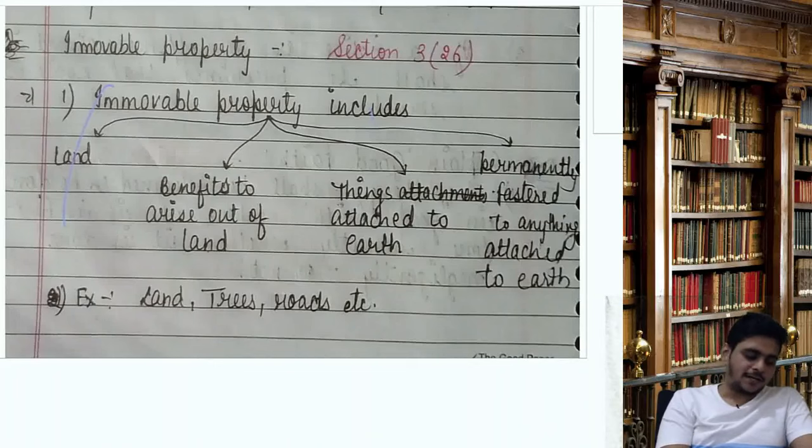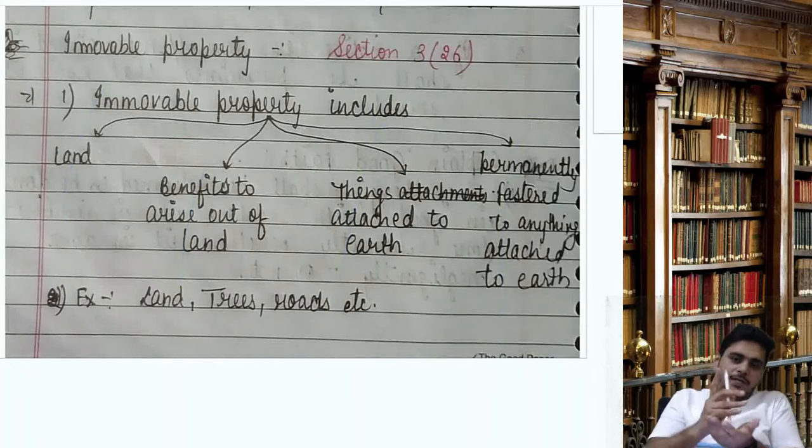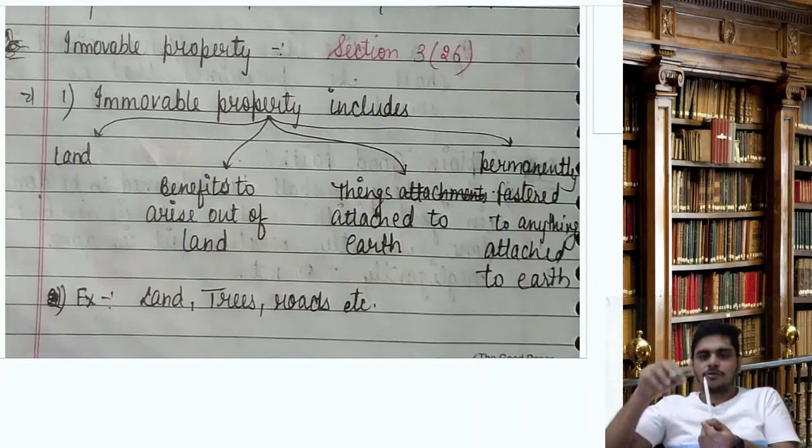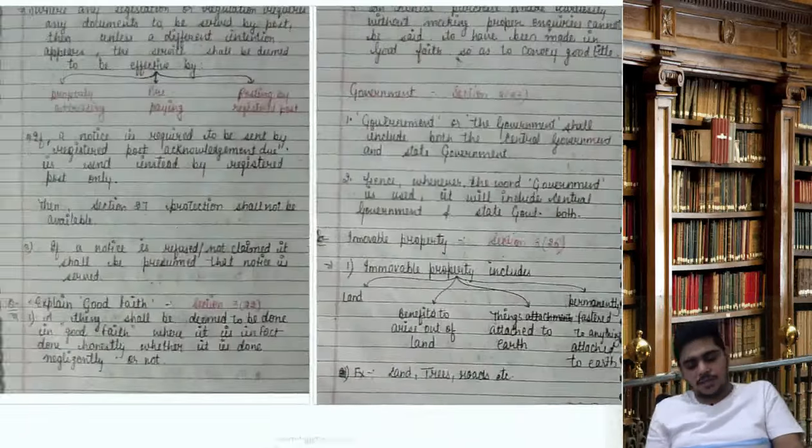Immovable property includes land, benefits arising out of land, things attached to the earth and permanently fastened to anything which is attached to the earth. I have a land, on that there's a building, in the building there's a machinery. So that machine is also immovable property, that building is also immovable property, that land is also immovable property. Like land, trees, roads. But two things are not immovable property.